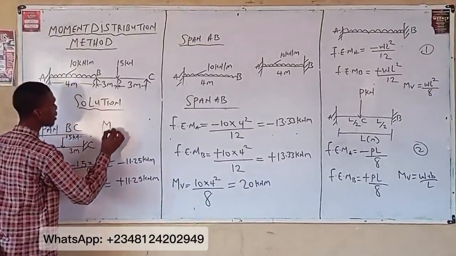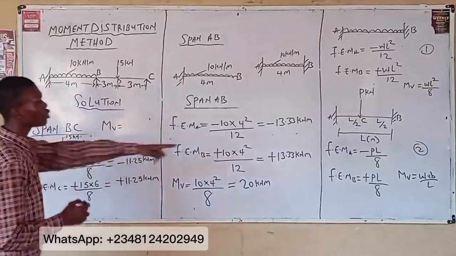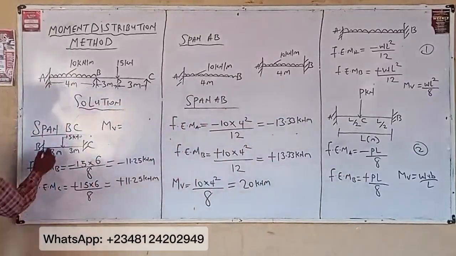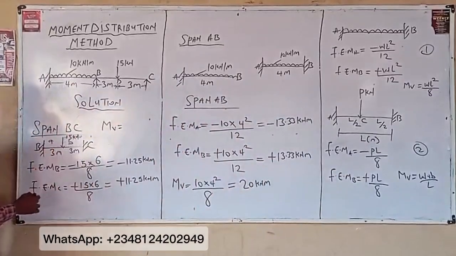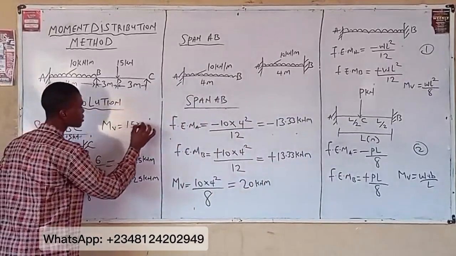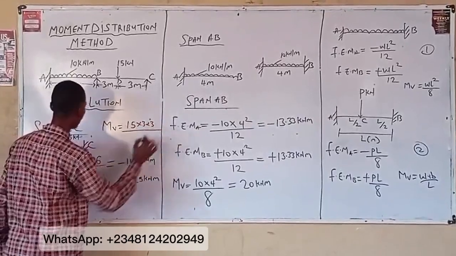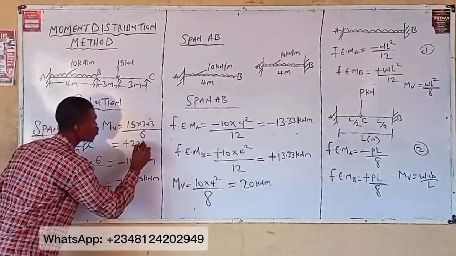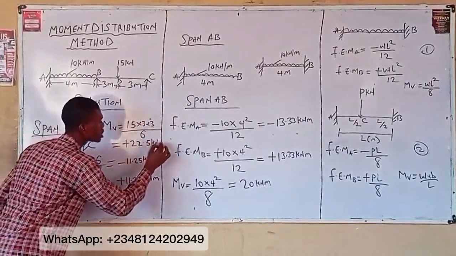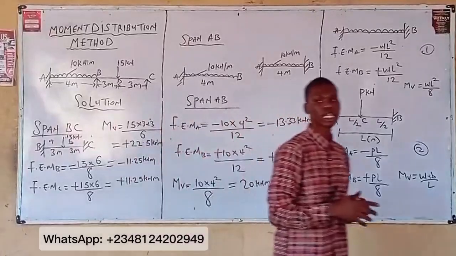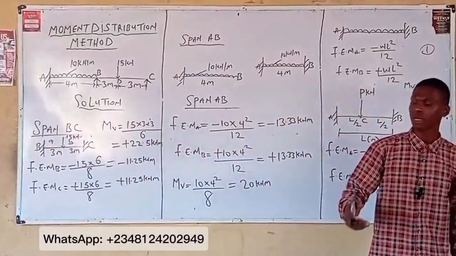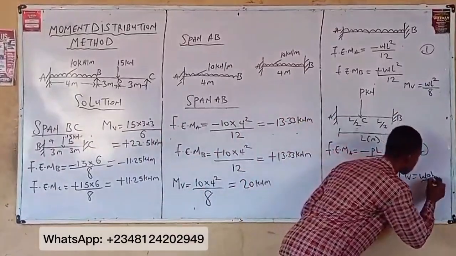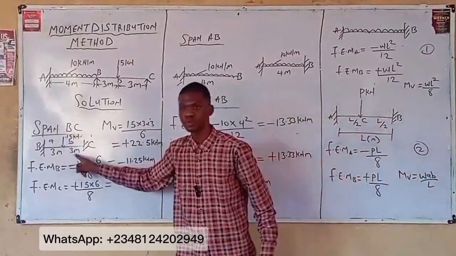Now let's calculate the moment due to vertical loading. What is the formula? WAB over L. Now identify. What is your A? What is your B? This is your A and this is your B. Meaning I have 15 times 3 times 3, all divided by the length, which is 6. That gives positive 22.5 kilonewton meter. That's WAB. This is A, this is B.